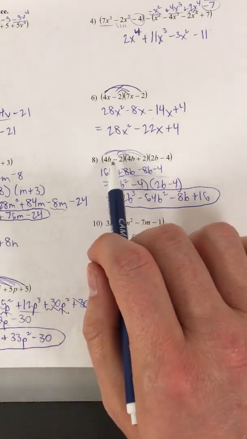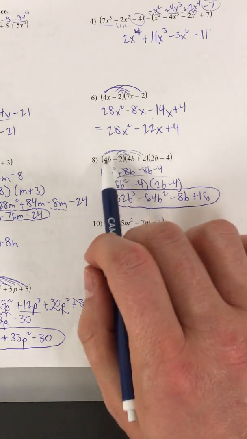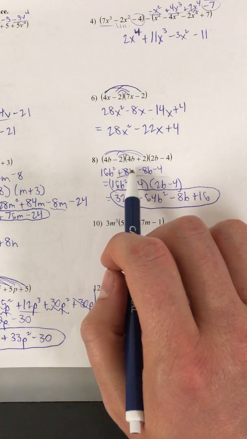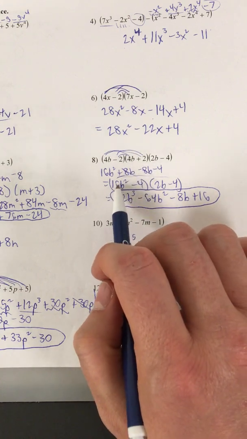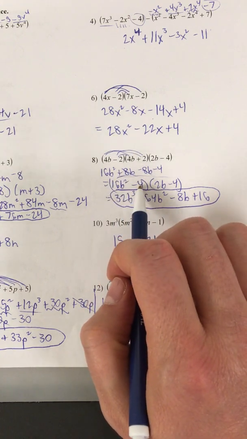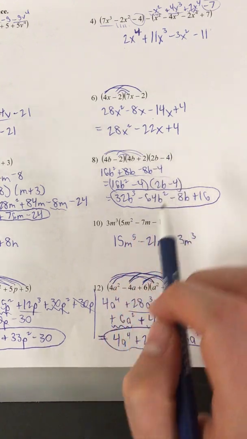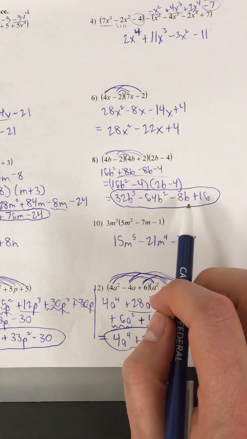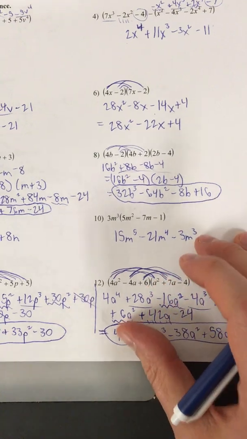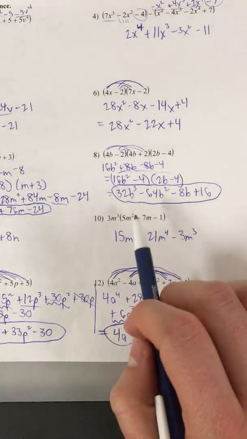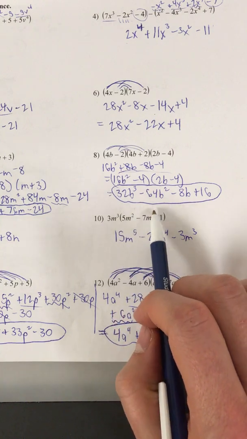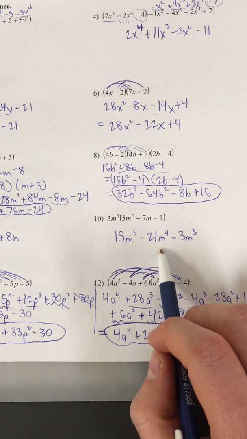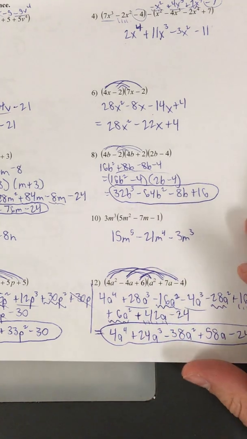Number 8, don't multiply all of them. Multiply the first two. 4b plus 2 times 4b minus 2. You wind up being able to cancel out these 8b's, so you wind up just getting 16b squared minus 4 times the 2b minus 4. When you multiply that out, it's 32b cubed minus 64b squared minus 8b plus 16. Number 10, just distribute your 3m cubed. Remember, you're adding the exponents, and there's a 1 exponent on that m. So you're going to get 15m to the 5th minus 21m to the 4th minus 3m cubed.